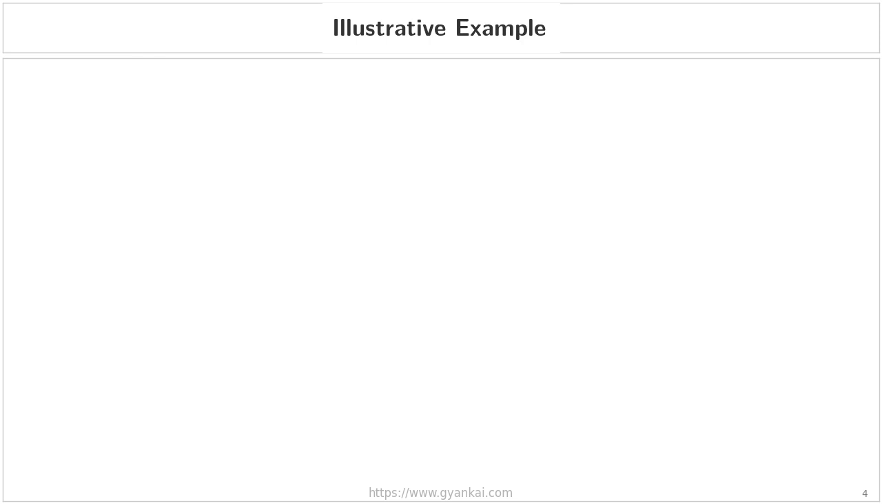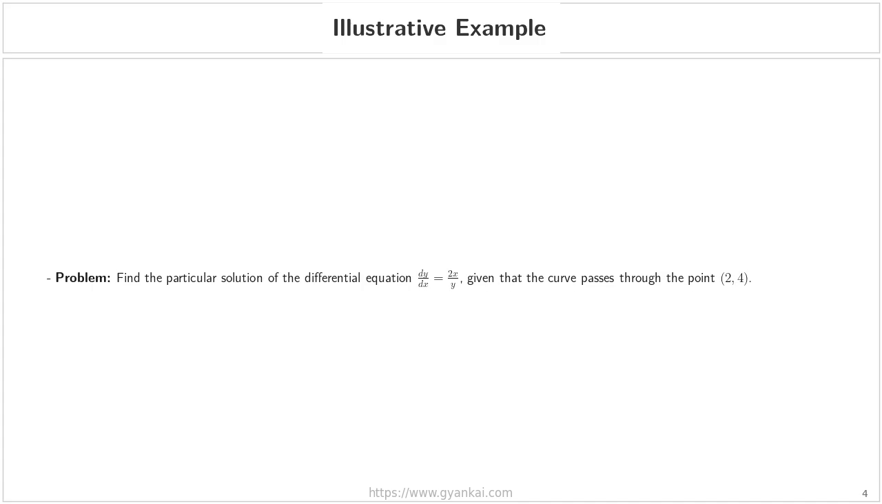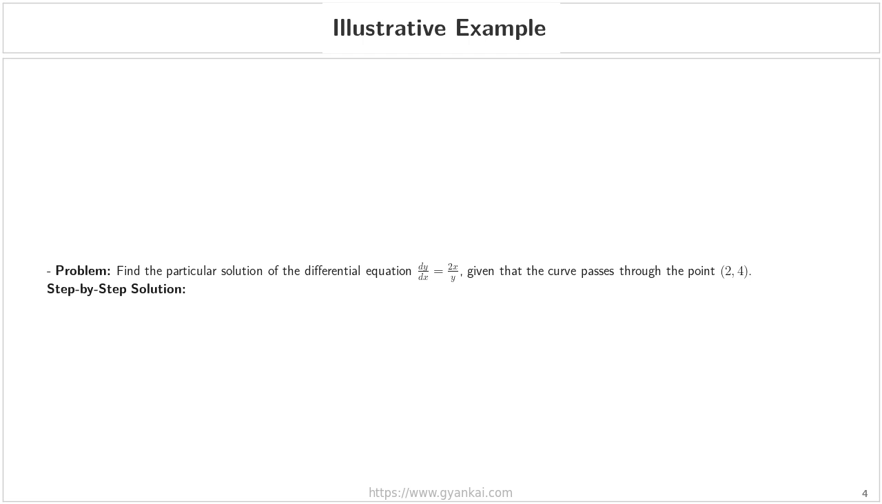Illustrative example. Now that we have understood the theory behind moving from a general family of curves to a single, specific curve, let's put it into practice with an illustrative example. Take a look at the problem presented here. We are asked to find the particular solution for the differential equation, where the derivative of y with respect to x equals 2x divided by y. We are also given a specific condition. The curve must pass through the point where x equals 2 and y equals 4. Let's walk through the 5-step procedure we discussed in the previous slide.